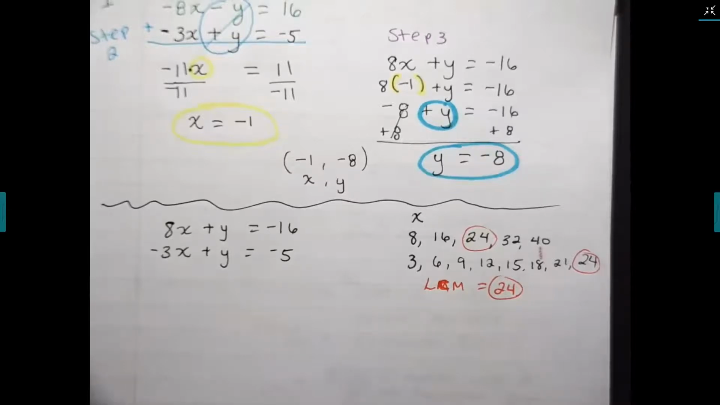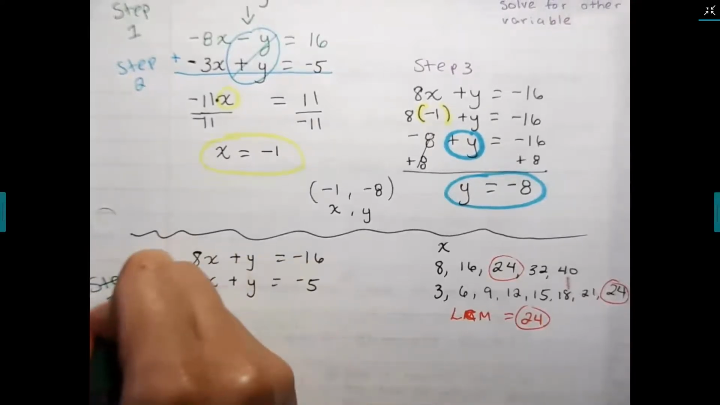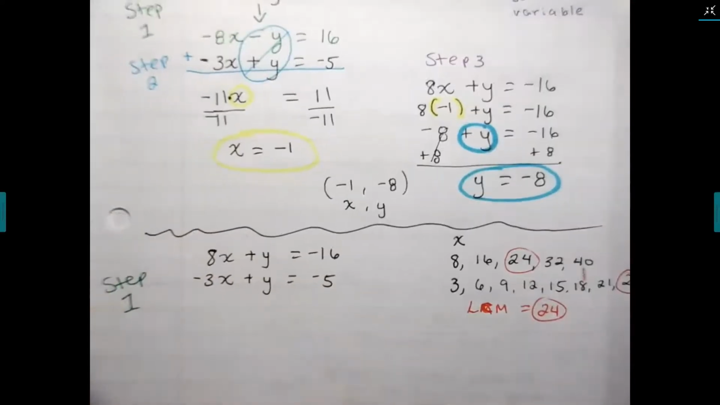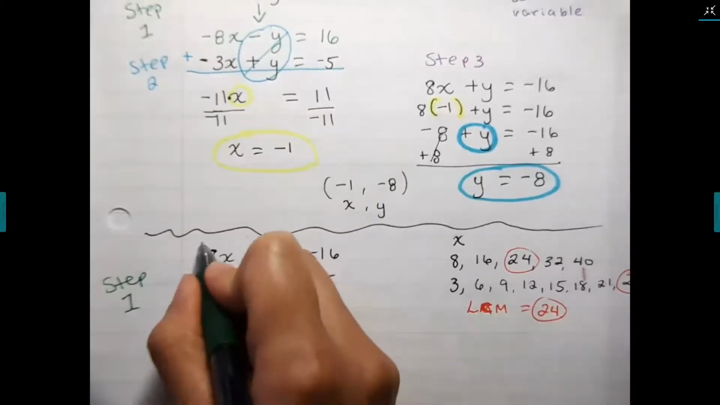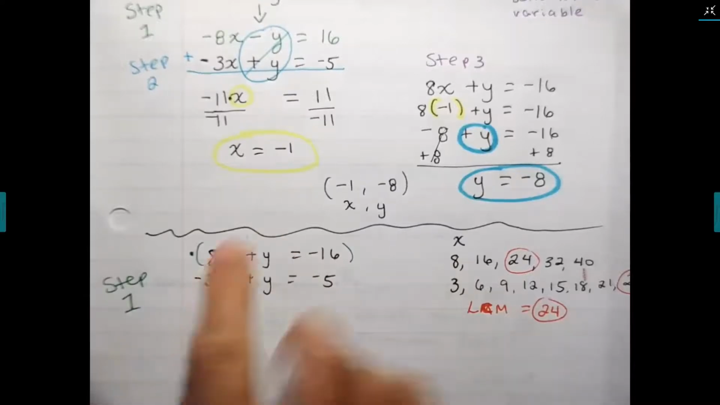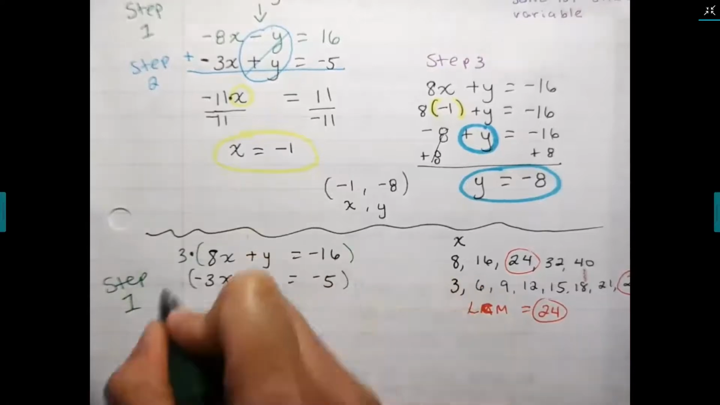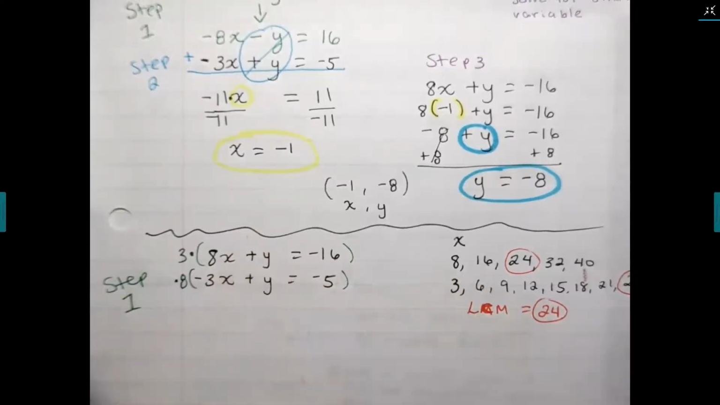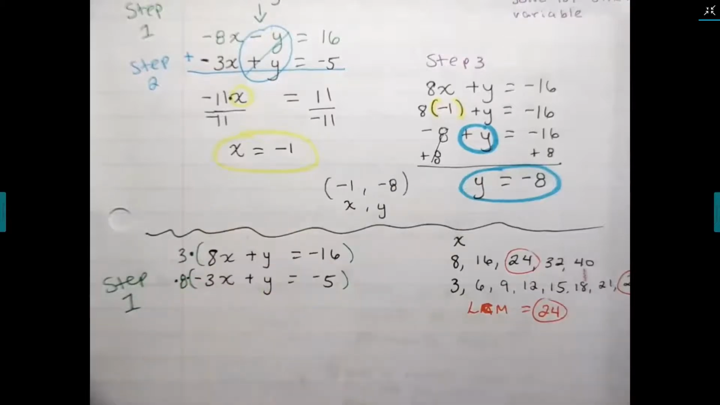All right. So now, step 1. Change your equations or fix them so that you can have a 0 pair. And in this case, that's going to require me changing both of my equations. So that has to be multiplied times 3 to give me the 24. And this one has to be multiplied times 8 to give me the 24. Oops, put the dot in the wrong place. Times 8. Okay.